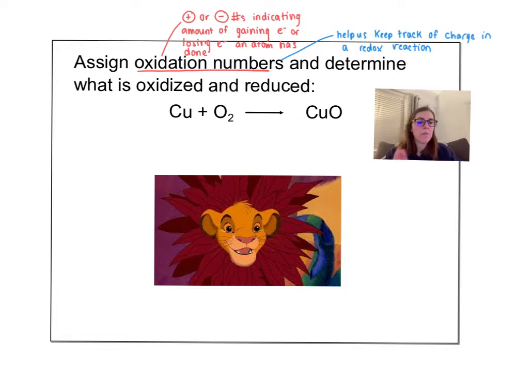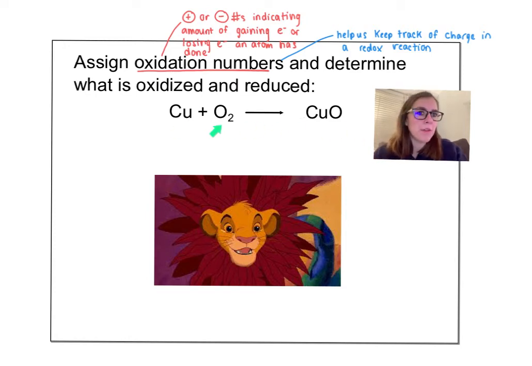All right, our first step in balancing a redox reaction is to assign oxidation numbers and figure out what element is oxidized and what element is reduced. And so a couple of things. What are these oxidation numbers? Well, they're going to be positive or negative numbers, which we learned how to assign last video, but it helps indicate the amount of electrons gained or lost by an atom. So how many electrons has it gained, how many has it lost, things like that. And really we use them to keep track of the charge when we're trying to balance a redox reaction.